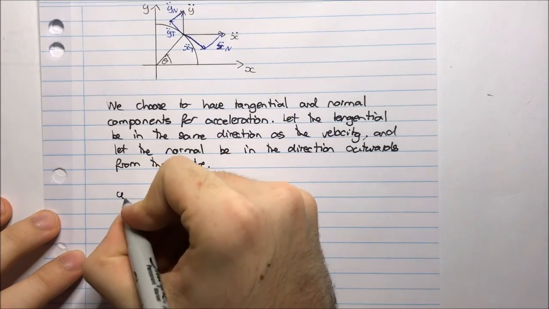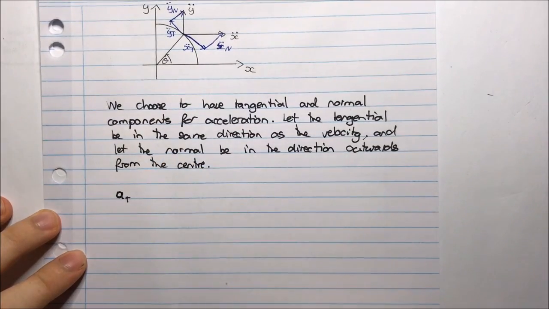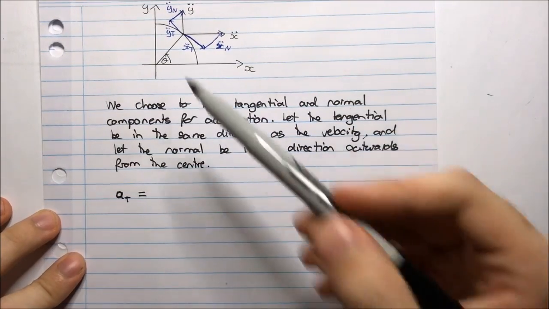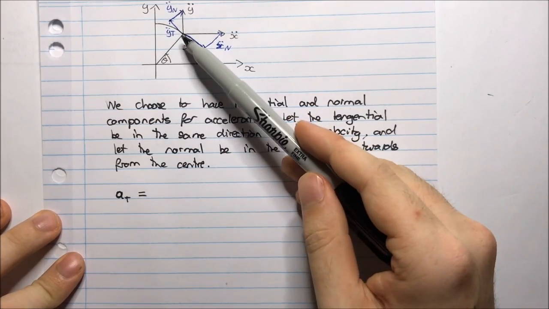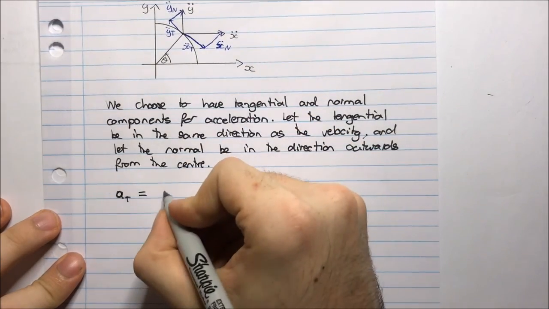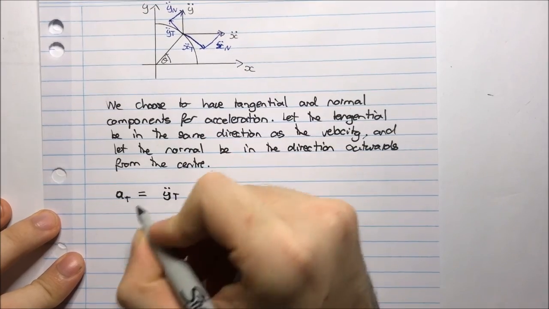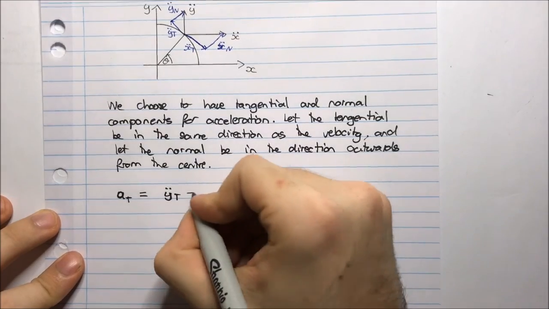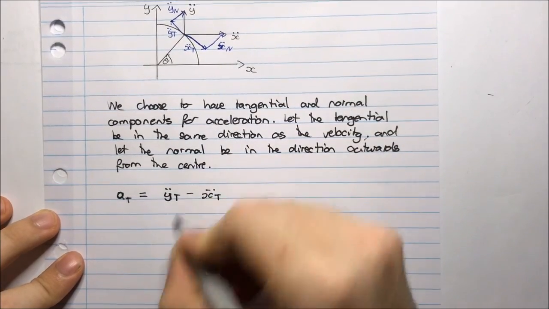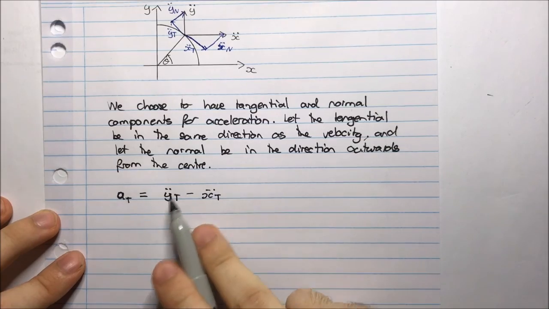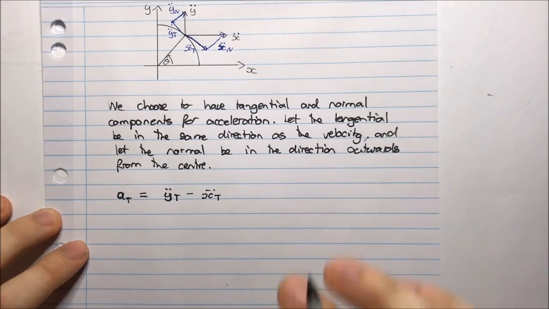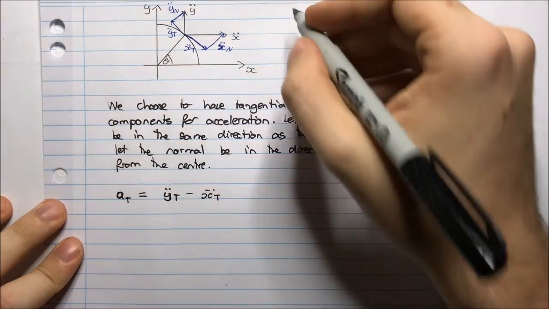So, the acceleration in the tangential direction is going to be equal to, well, we defined it as being in the same direction as the velocity. So it's going to be y double dot t, which is already in the same direction, so that'll stay positive, plus x double dot t, but x double dot t is in the opposite direction, so it's going to be minus x double dot t. Now, what are y double dot t and x double dot t? What are these equal to? Well, let's have a look.